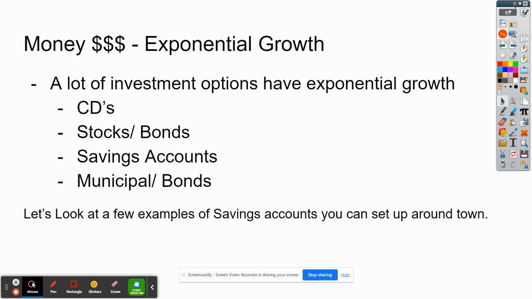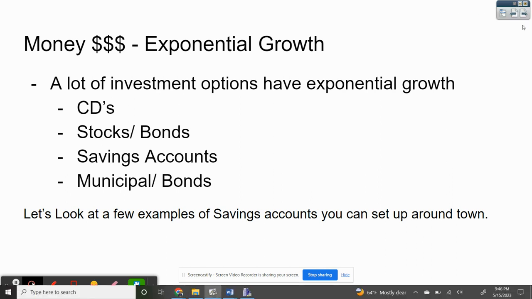So one thing we really want to grow exponentially is our money. And there are a lot of options for where you can put money to make it grow exponentially. A CD is one. It's called a certificate of deposit, and you would go to a bank for that. You can invest in stocks or bonds. You can put money into a savings account, especially now that the interest rates are high, or you can buy municipal bonds. I'm not really going to go too much into depth on those things, but those are just ideas for where you can put your money to make it grow.